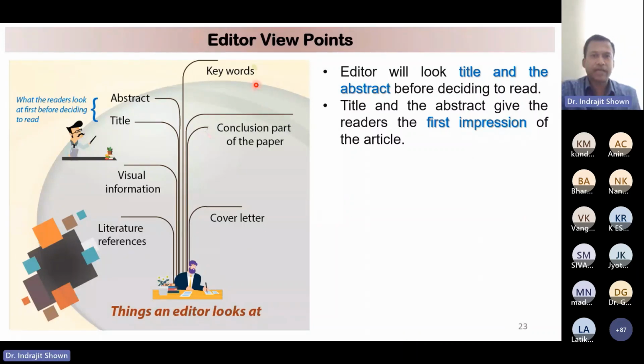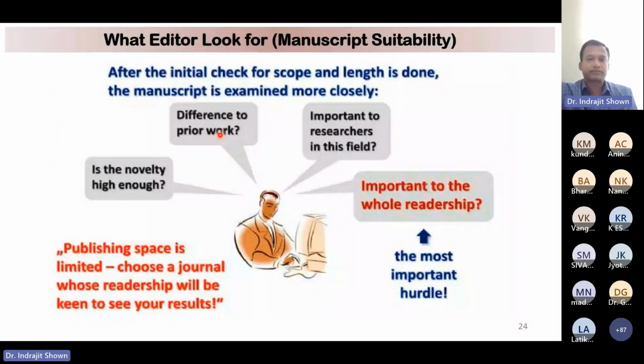Mainly the editor can see a few things, like the abstract and title, then the visual information like data and other things, and another important part is the cover letter. The editor will look at the title and the abstract before deciding to read the paper, and based on that they get some impression and follow up after that. The editor will look at the importance of the research in this particular field, the novelty, and the importance to the whole readership.